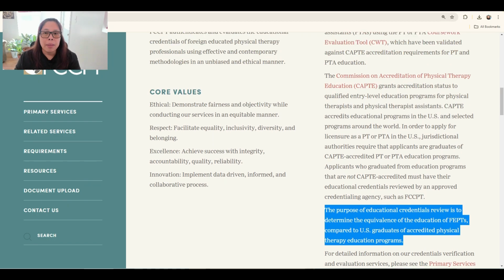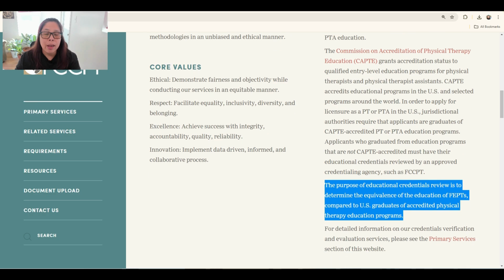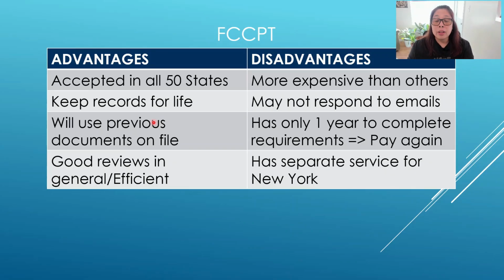I'm not going to dive into details about the FCCPT services. I have another video for that. But what we're going to discuss today is mainly the advantages and disadvantages of using FCCPT. I made a table about the advantages and disadvantages of FCCPT, and I want to explain each one. So you have to listen, because I will give you tips and important information on each of these advantages and disadvantages.